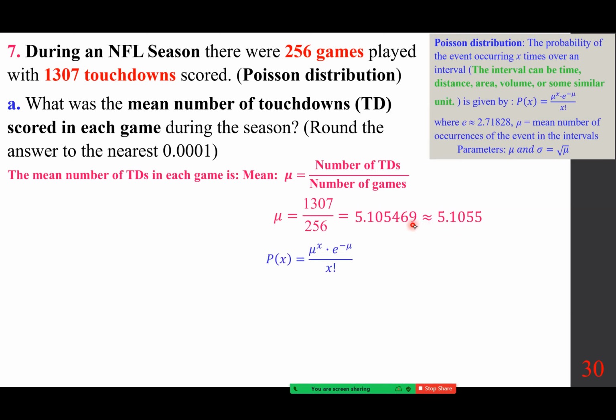And we use the Poisson distribution, mu to the power of x, e to the power of minus mu, over x factorial. And we replace the mu with the number we just got. I rather keep the e as e instead of that number because that gives you a more precise answer if you use a calculator. Again, it is 2.71828, and it continues indefinitely.